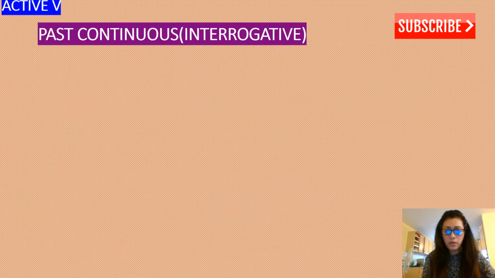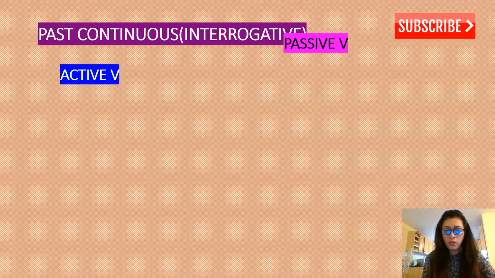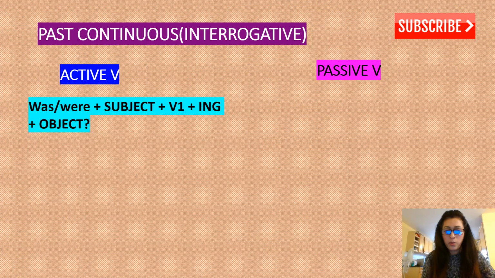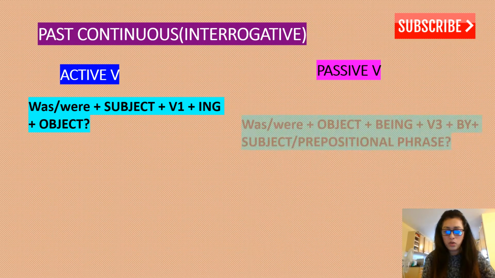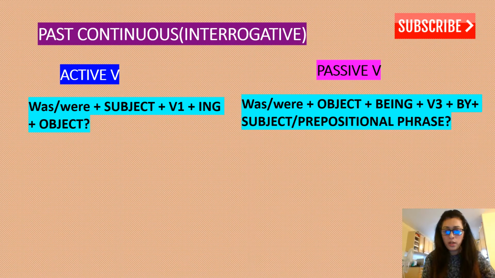And now talking about the interrogative in the active form, I'm going to start my question with was or were with subject, V1 ing and object with a question mark. And passive voice will again start with was, were with object. I am going to use being plus V3 plus by, and then the subject with the prepositional phrase with a question mark.